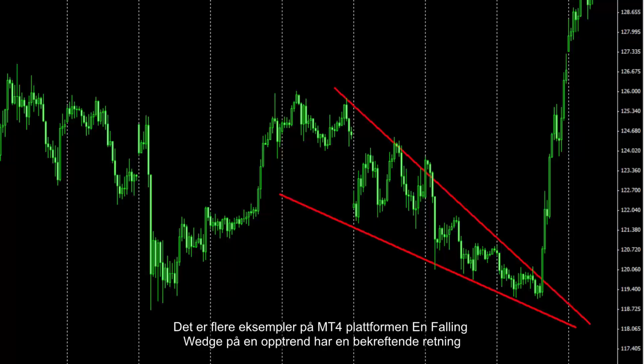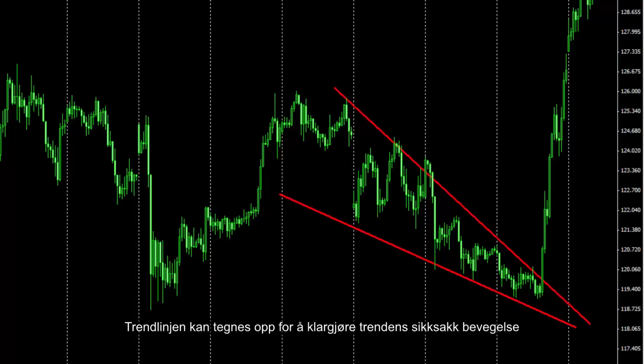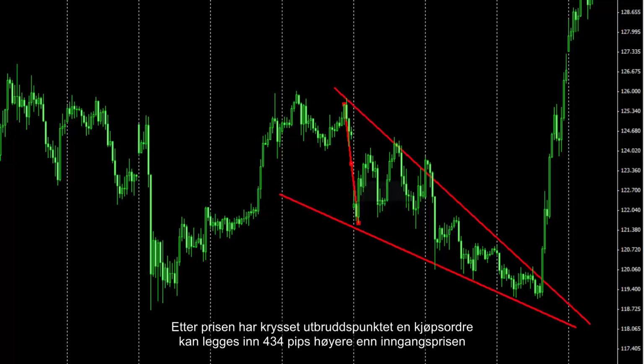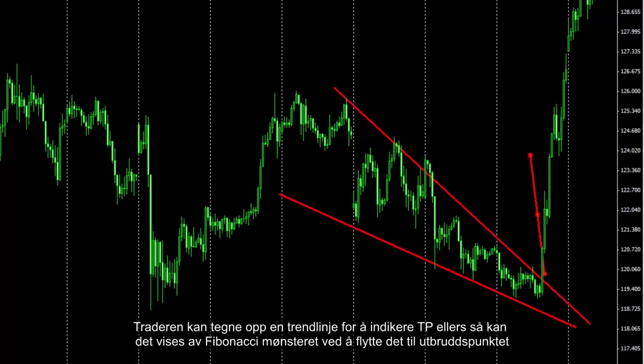A falling wedge on an uptrend has a continual manner. Trend line can be drawn to clarify the trend zigzag movement. TP amount can be calculated by the first wave, 434 pips. After price has crossed the breakout point, a buy order can be placed with 434 pips higher than the entry price. A trader can draw a trend line to indicate TP.